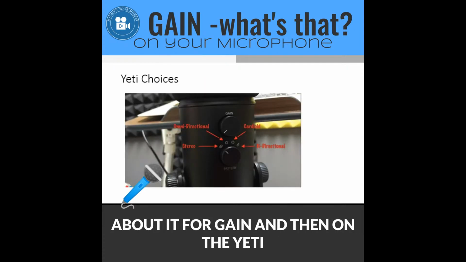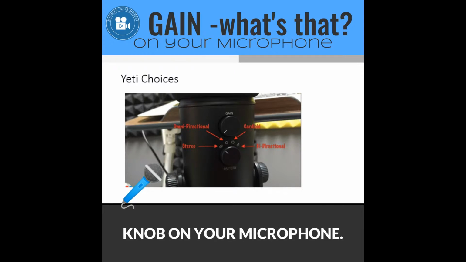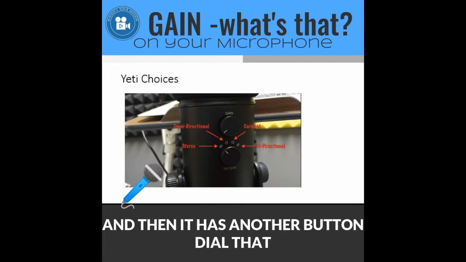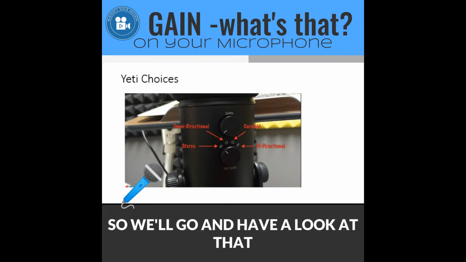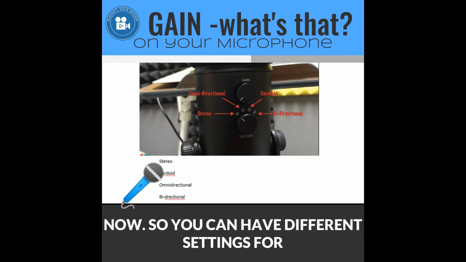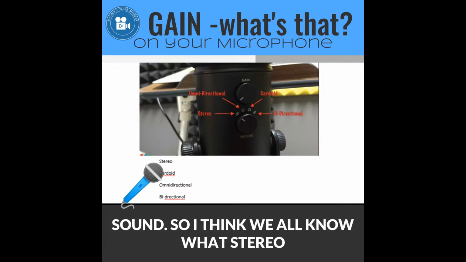Then on the Yeti and other microphones, sometimes you can have more than one knob on your microphone. This one has the gain above it, and then it has another dial that goes to different types of sound recordings. So we'll go and have a look at that now. You can have different settings for what the microphone picks up for the sound.